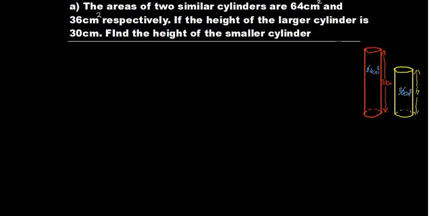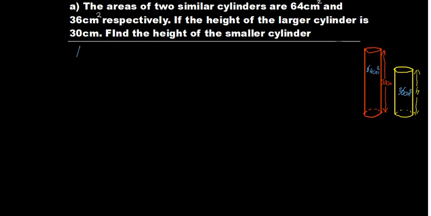Okay, so to make things clear, it's important that we remind ourselves of the formula that we use for finding the area of a cylinder, which is area equals 2 pi r, open bracket, r plus h, which is the height in this case. So the two cylinders being similar, meaning the radius is the same. The only thing that is different is the height.